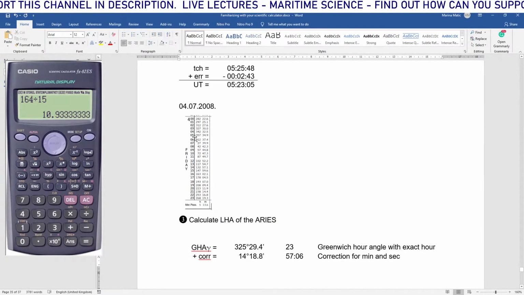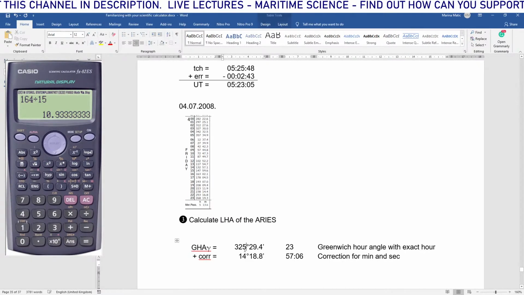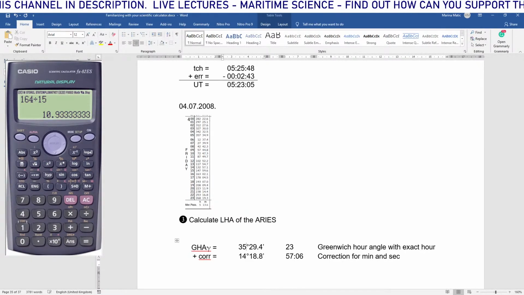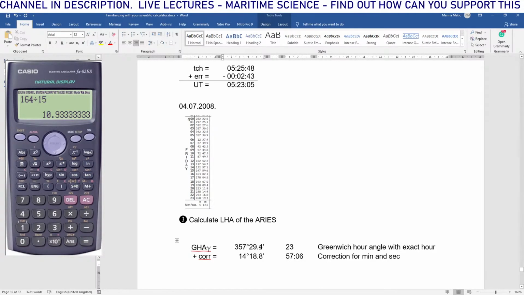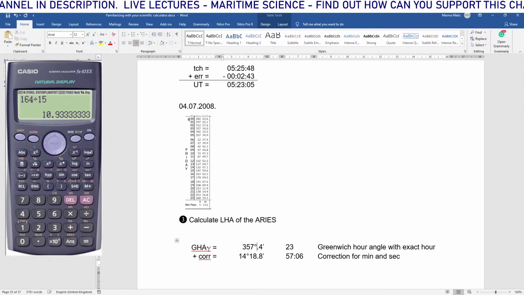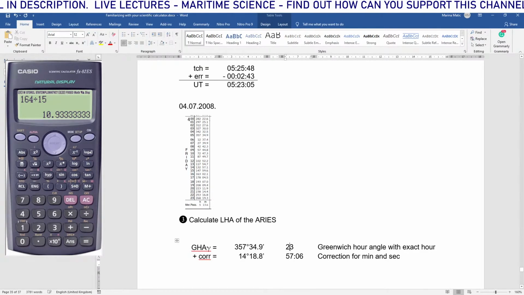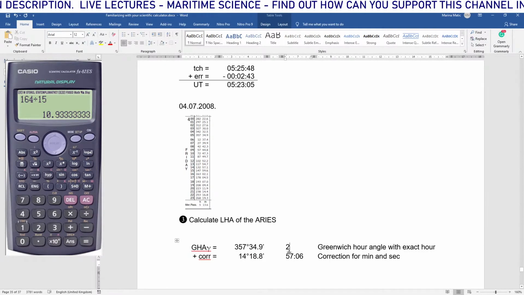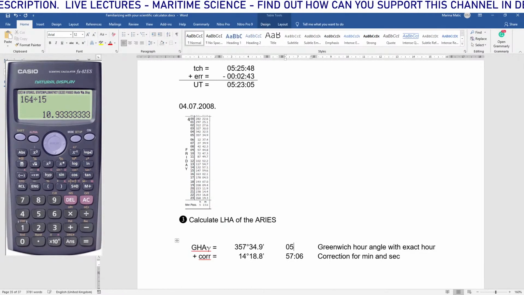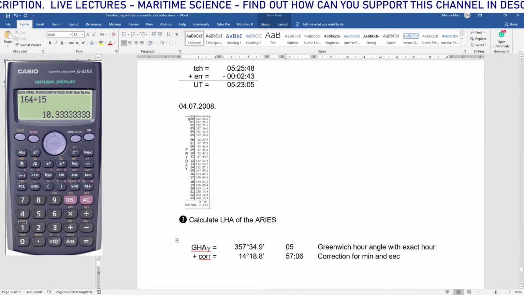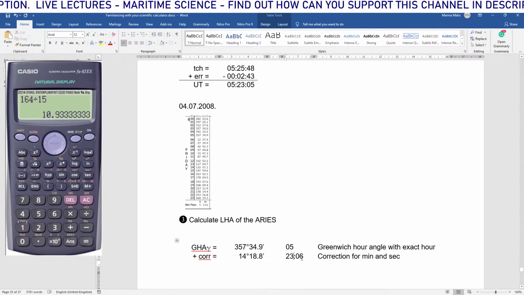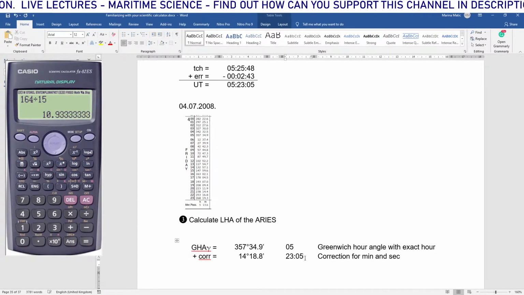So 5 in the morning means 357 degrees, 34.9 minutes. So that is the Greenwich hour angle of Aries at 5 o'clock in the morning. And now I need to get the correction for 23 minutes and 05 seconds.